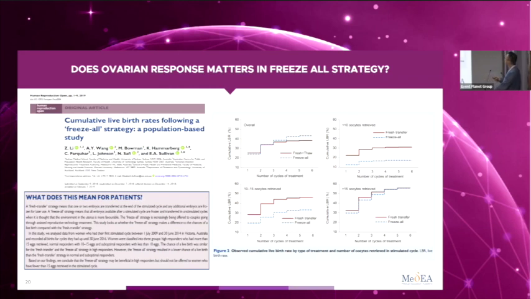And yet, if you do a freeze-all strategy for these women, the cumulative birth rate does not seem to be much better. How about women with lots of oocytes, the very high responders? For freeze-all cycles, they don't see a huge difference, but there could still be some benefit, because with so many oocytes retrieved, most of us will err on the side of caution and do a freeze-all anyway, because you want to avoid OHSS.